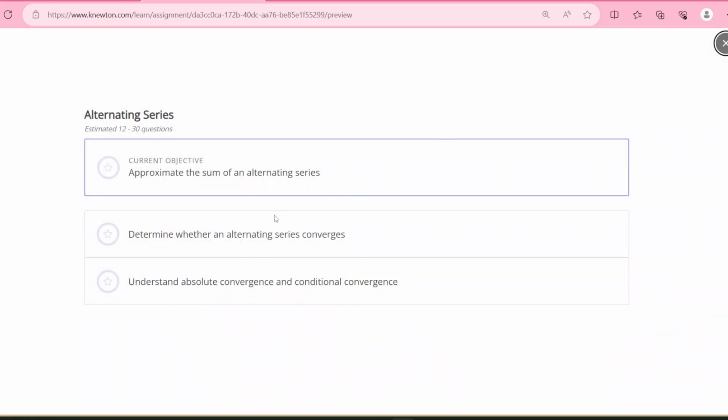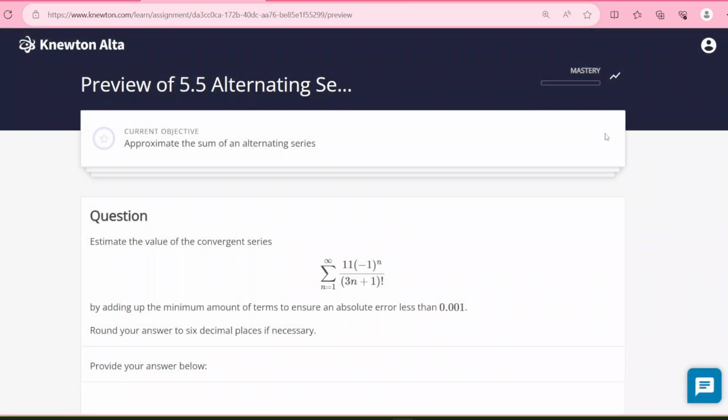One of the objectives is determine whether an alternating series converges. So I will talk about the alternating series test, which is sometimes referred to as the Leibniz test, but in this text, it's the alternating series test. So before this example, let's go talk about alternating series.